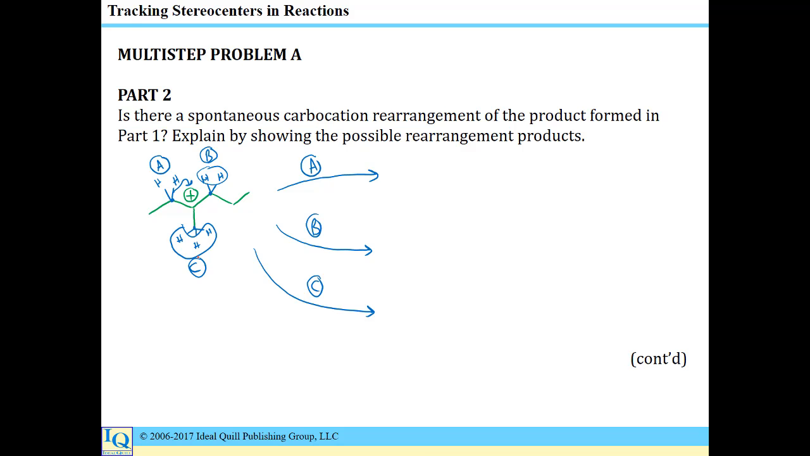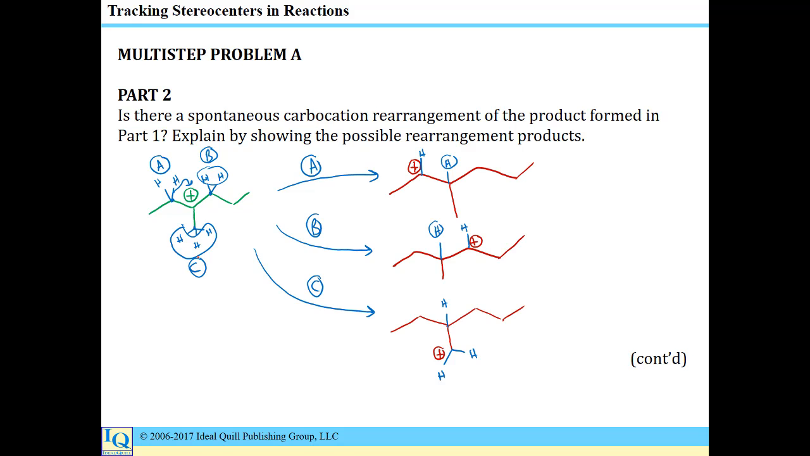So we'll draw the products of those three potential rearrangement steps and see whether any of those are spontaneous or not. So here are those three potential rearrangement products. And now we need to assess whether any of those are more stable than the starting carbocation. So the starting carbocation is tertiary.